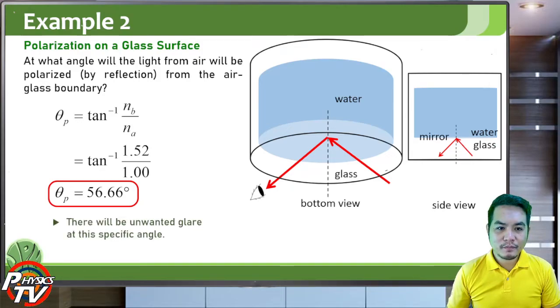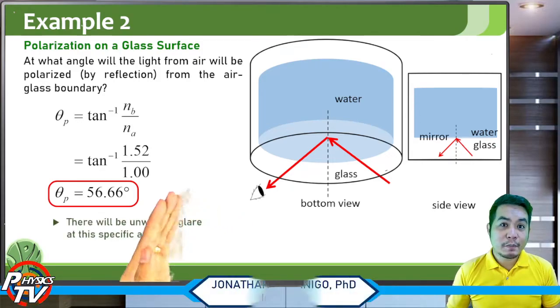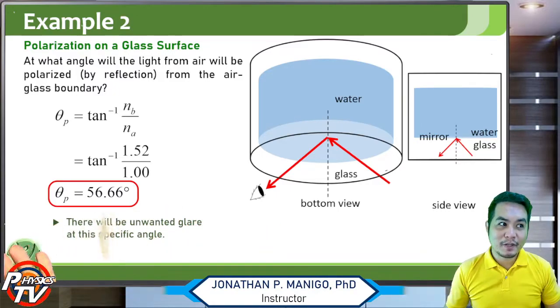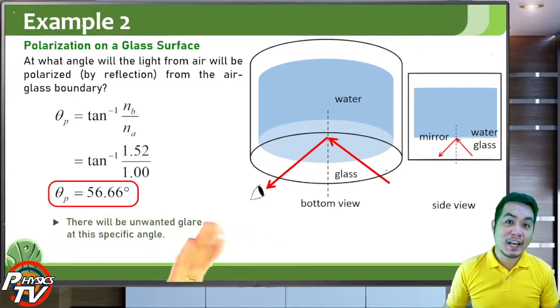Okay. But only at that specific angle. Unlike in TIR, where there are many angles, because it's greater than the critical angle, and that's a lot of angles.